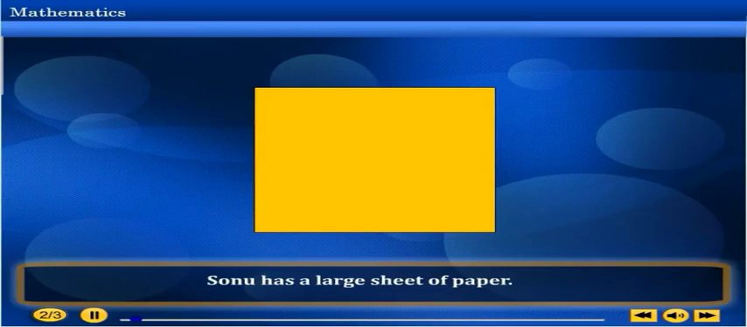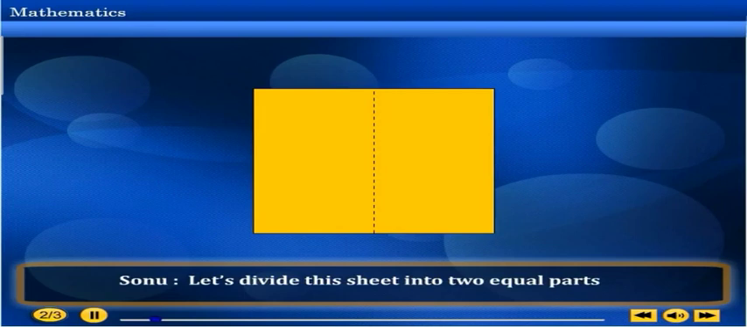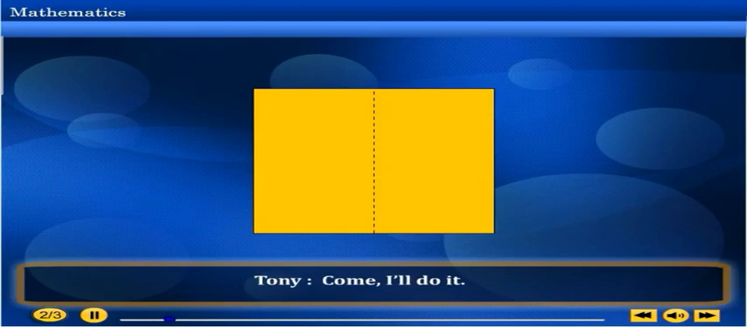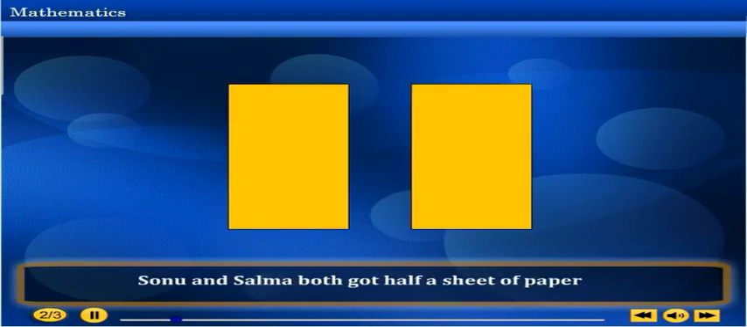Half. Sonu has a large sheet of paper. Both Sonu and Salma want to draw a picture. Sonu: Let's divide this sheet into 2 equal parts. Tony: Come, I'll do it. Sonu and Salma both got half a sheet of paper.